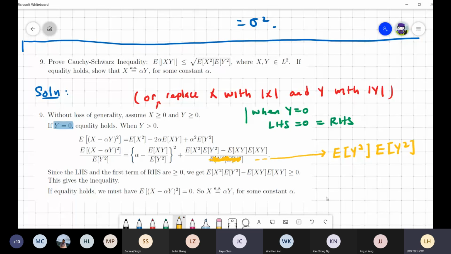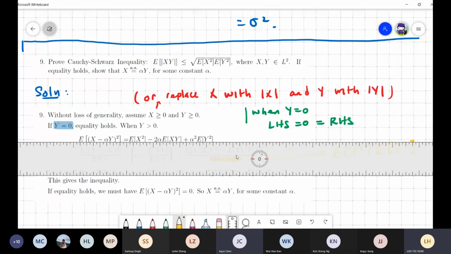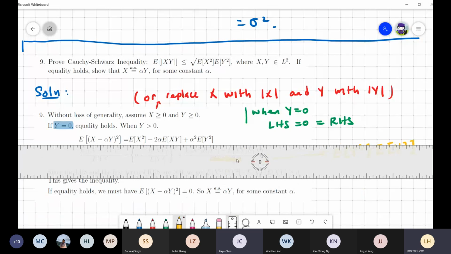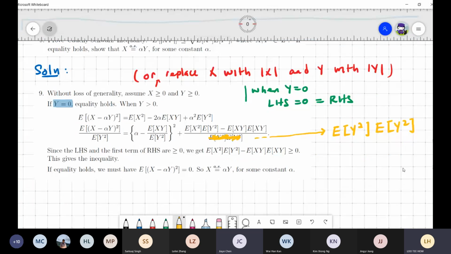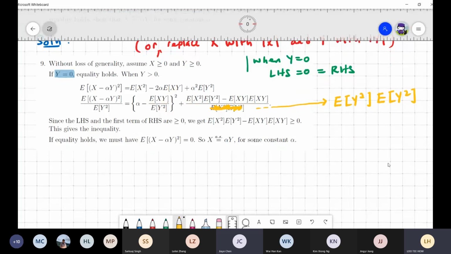So actually, it's not difficult. You just need to do some calculation, and you can verify. You begin with here. For both left-hand side and right-hand side, you just need to divide by E of Y squared. After that it will be just completing the square, so you get this, and then you will get these calculations. Maybe I will briefly work out the calculations over here. So you can see.